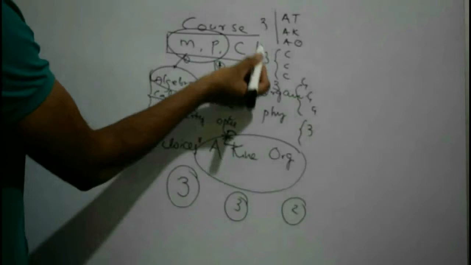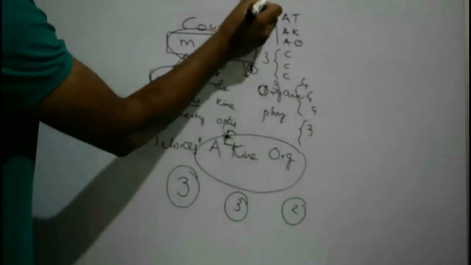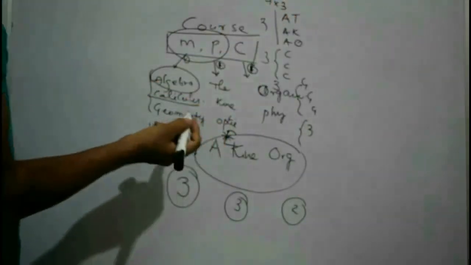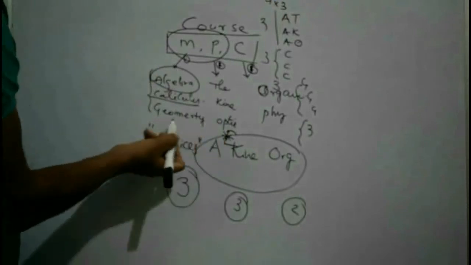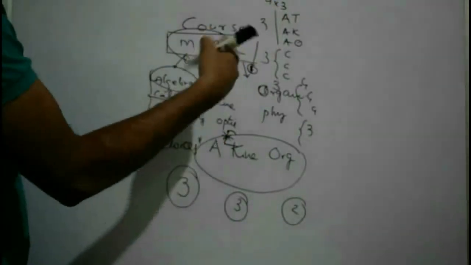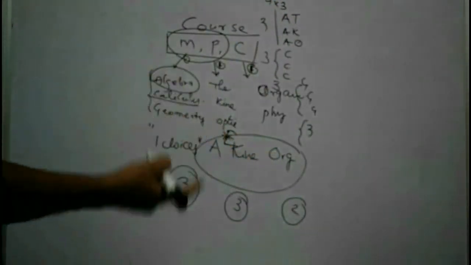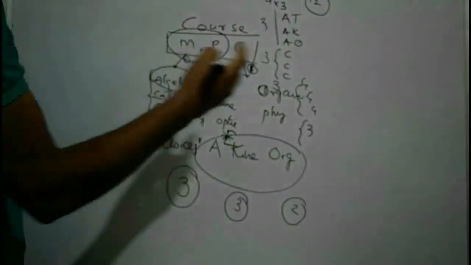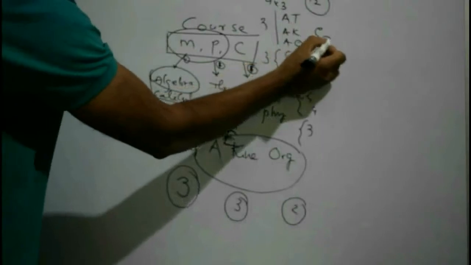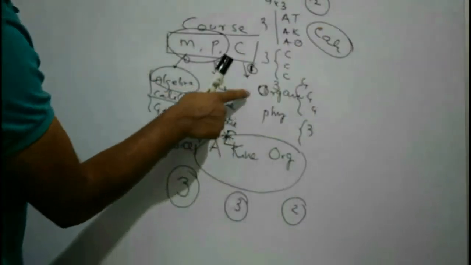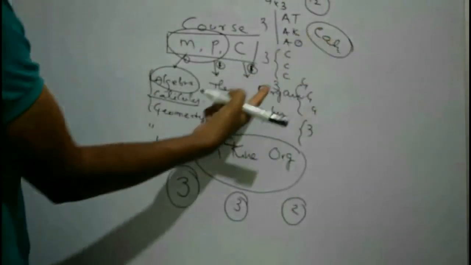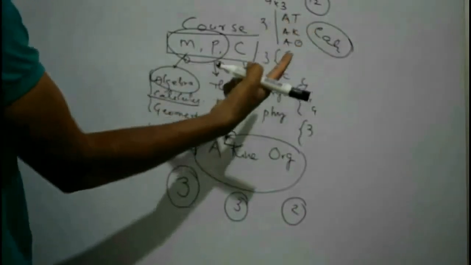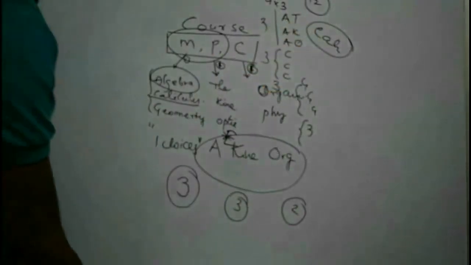So how many combinations? 3 plus 3 plus 3, so 4 times 3. What is happening? We are multiplying 3 four times. So 3 into 4. Now 3 into 4 means how much? 12 combinations we are having. But for each of those 12 combinations, we have organic. You can attach that combination with organic, you can attach it with the physics combination.